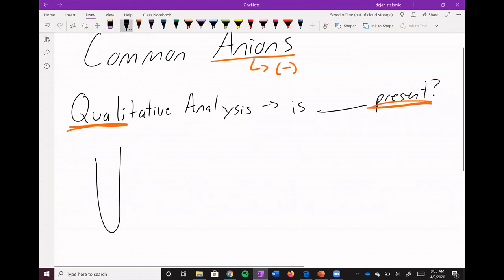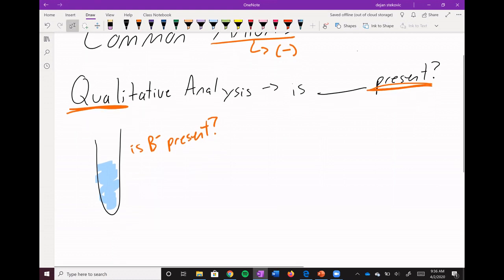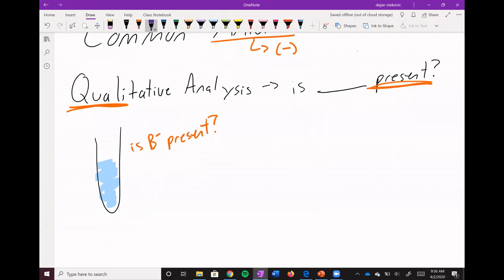So for example, you've got a test tube filled with some liquid, and the question is, let's just say for example, is B minus present? Right, B minus, just some generic thing. Is it there? How could you tell? Well, you could use your knowledge of chemistry, and let's say you know that if you add A plus with B minus, you get a solid. So let's say you know that. So what could you do to the solution? Well, you could add some A plus.